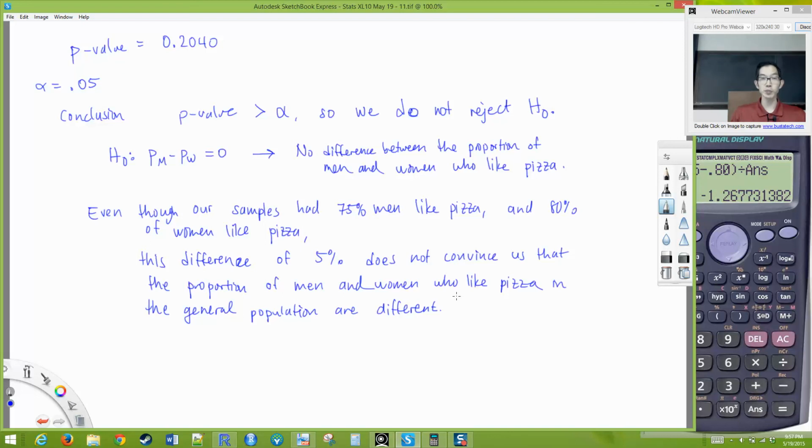Because these are random samples, you don't know if the 200 men you selected is just an unusual sample where not enough men like pizza, and the 200 women is an unusual sample where too many women like pizza. That comes into play. So even if you surveyed 200 men and 200 women and 75% of men like pizza and 80% of women like pizza, you still have to go through the process.